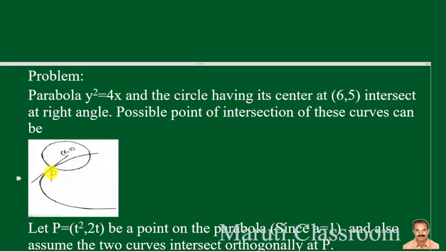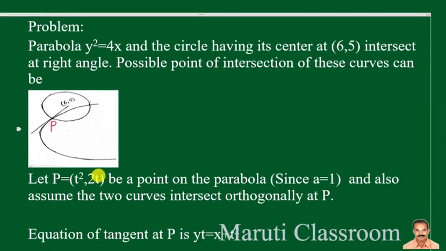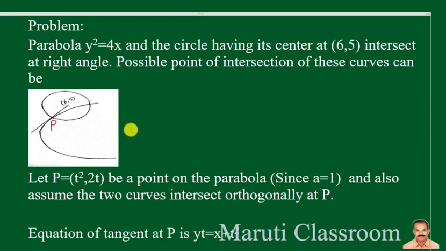P is the point of intersection, which means P lies on both the circle and the parabola. P lies on the parabola also. So any point on the parabola is in the form (at square, 2at), but the parabola y square equals 4ax. So 4a equals 4, a equals 1. Then (at square, 2at) becomes (t square, 2t). Suppose they intersect at this point.